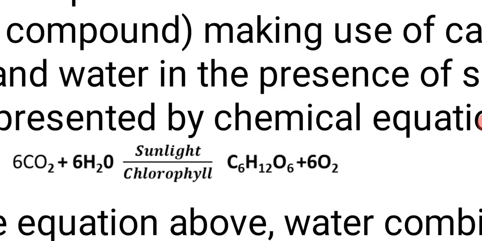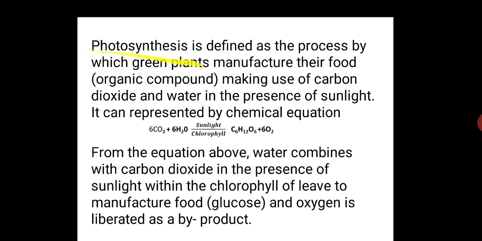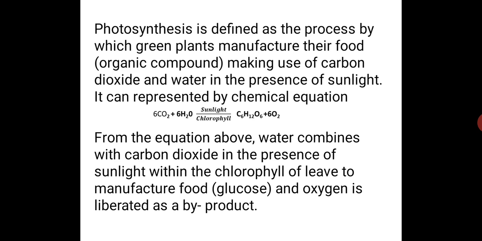That is, carbon dioxide plus water in the presence of sunlight within the chlorophyll gives you glucose, that is the food, and oxygen is liberated as a byproduct. From the above equation, water combines with carbon dioxide in the presence of sunlight within the chlorophyll of the leaf to manufacture food, and oxygen is liberated as a byproduct.